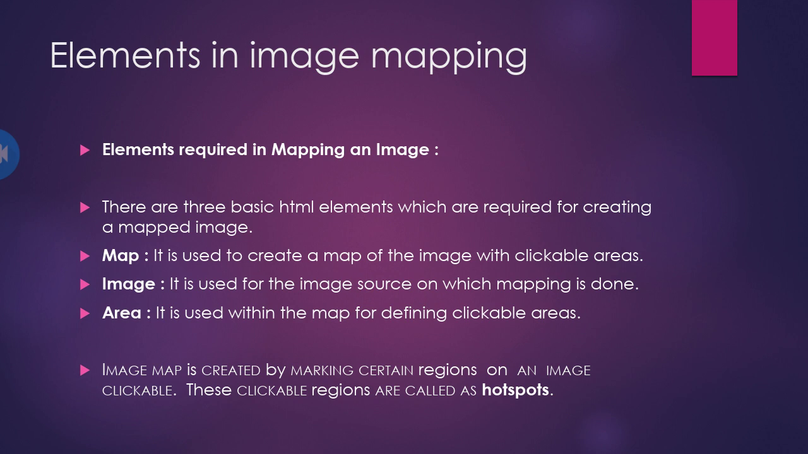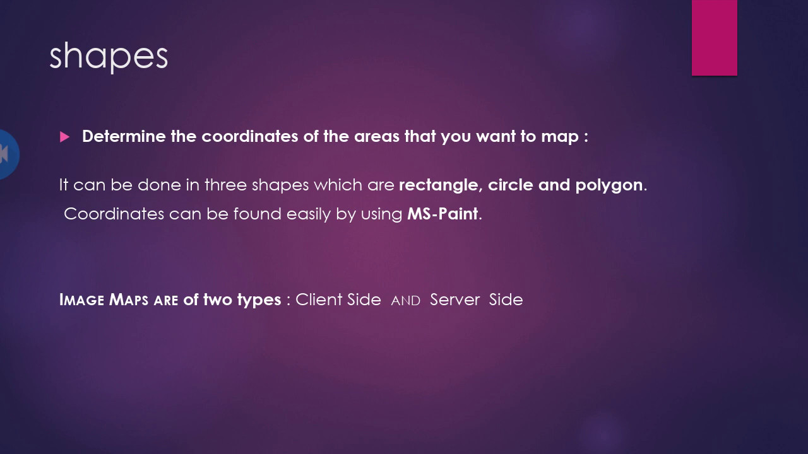Now look at the last line. Image map is created by marking certain regions on the image clickable, and these clickable areas are called hotspots. So the clickable area is also known as a hotspot. When a user uses image mapping, the clickable part of the image is known as the hotspot area.